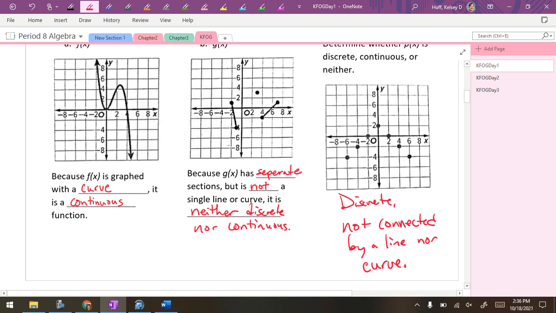Really, on this g of x, I had the word multiple. Separate makes sense too, but it has multiple sections or separate chunks. Okay, so discrete or continuous, you're looking at the shape, or possibly if you're given a table, you're looking at what my x stands for. Would it make sense for me to have a decimal or a partial of an x?